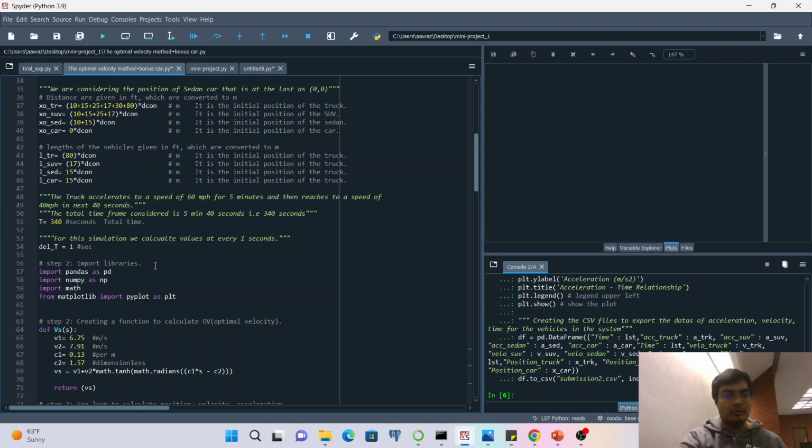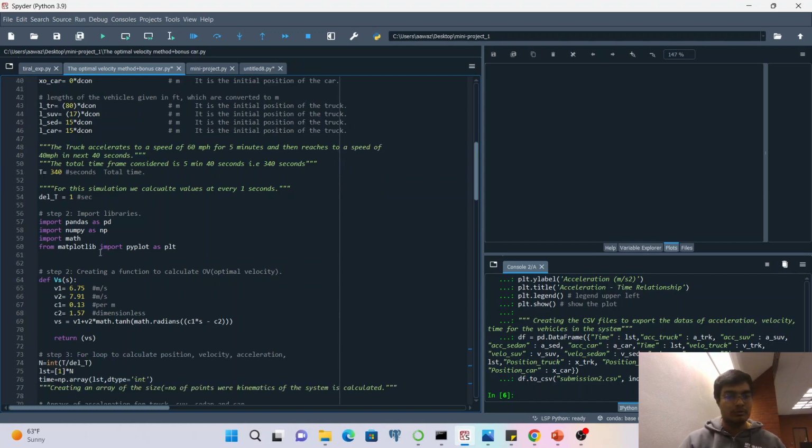So we need to import libraries first, to integrate and differentiate the equations which we had in our model. First we import the pandas library, numpy library, math library, and for plotting our graphs we will import pyplot from matplotlib. Let's go to step 2.